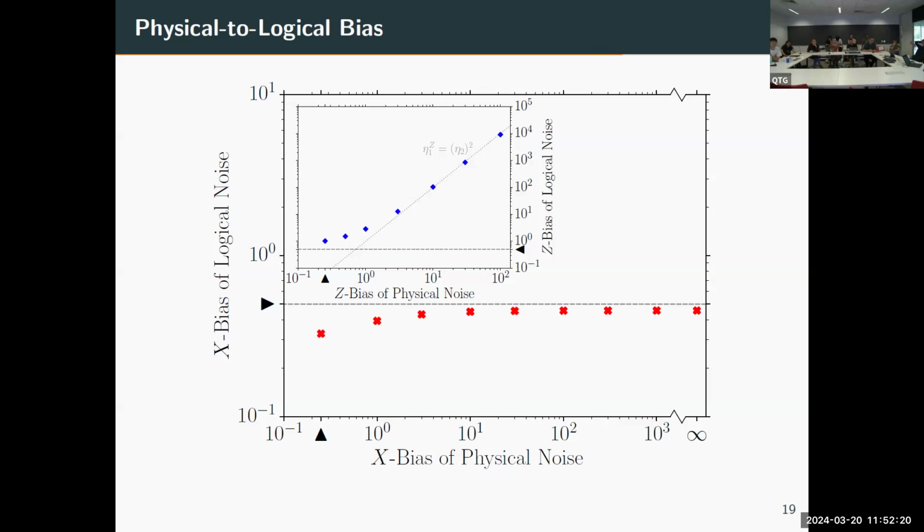So here on the x-axis we have X physical bias and then Y logical bias, comparing with the previous Z versus Z, where it's quadratic. This actually plateaus. And not only does it plateau, it doesn't even become X bias. So what breaks the symmetry of the code?